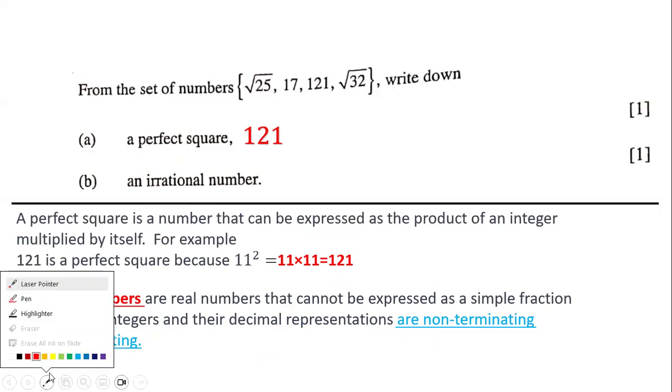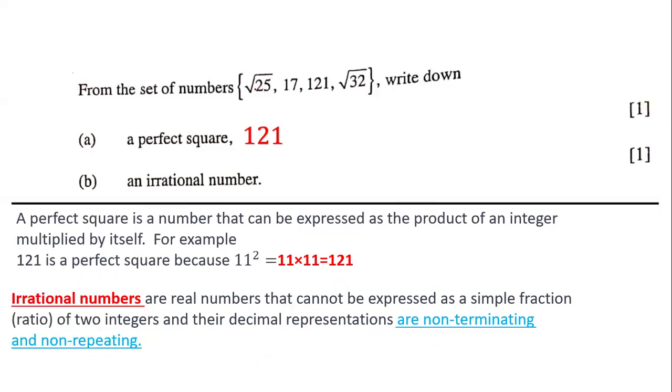So let's look at these numbers. This one is the square root of 25, and the square root of 25 is definitely 5, right? But what is 5? 5 is equal to 5 over 1. And so that means that the square root of 25 can be written as a fraction of two integers, which means that it's not an irrational number.